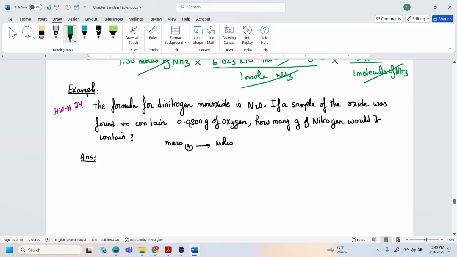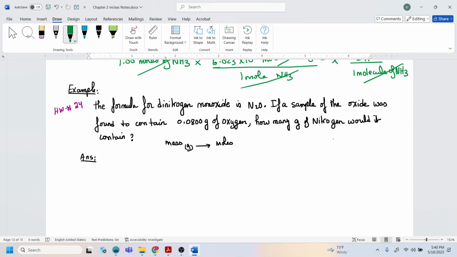But the mass that I am given is for the atom. It is not for the molecule. So I'm given the mass of the oxygen atom. So if I'm given the mass of the oxygen atom, I'm going to get the moles of the oxygen atom. And then after this, I can relate the moles of the oxygen to the moles of the nitrogen. And then I can go ahead and get the mass of the nitrogen by using the molecular weight.